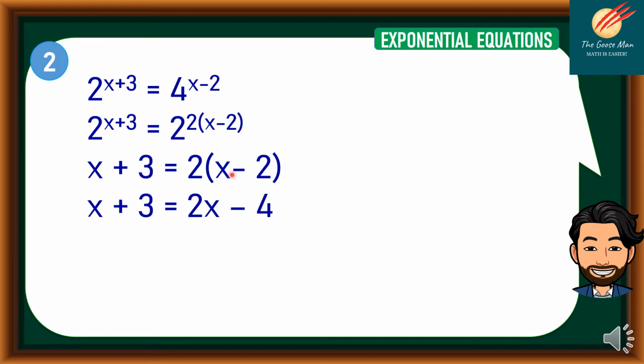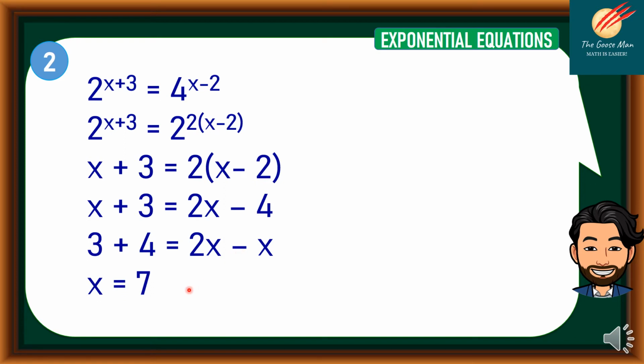Therefore, I can distribute: 2 times x is equal to 2x, and 2 times 2 is equal to 4, but this is minus. Now, solving for x, I have here 3 plus 4 if I add both sides of the equation by 4 and subtract both sides of the equation by x. So therefore, I have here 3 plus 4 is equal to 2x minus x. So I can have that the value of x is equal to 7.